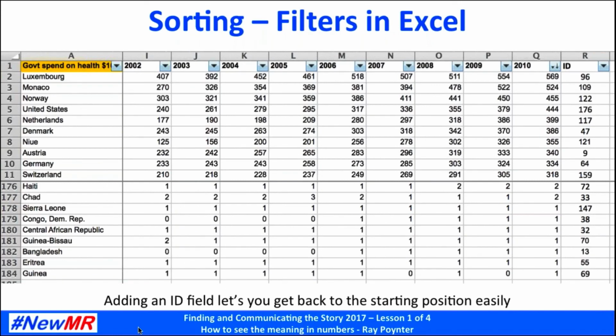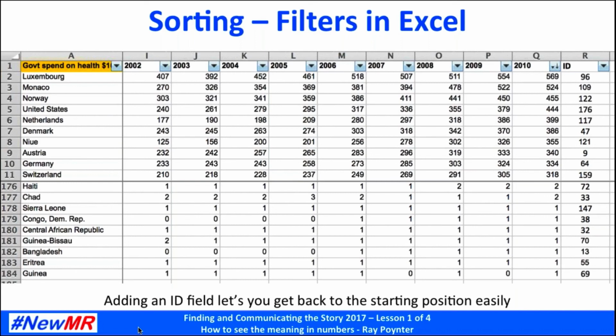So that's the first step, 3 significant digits. Now I want to sort the information because that first list was alphabetical. And that's great if you want to find the data for a specific country. But if you want to know anything about the comparisons, the differences, who's at the top, who's at the bottom, you want to sort the data. So what I've done in Excel is I've simply added filters.